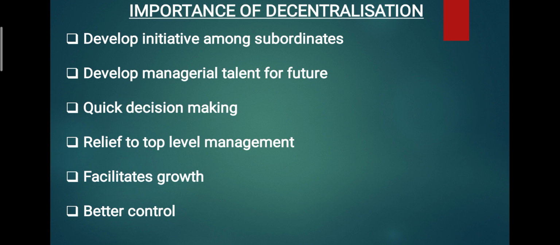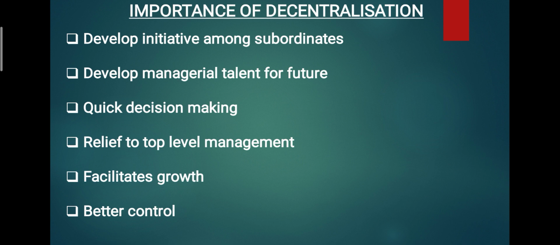First is develop initiative among subordinates. When we pass the authority at middle and the lower level of the organization, it shows the trust and confidence of the top level management in their subordinate. और इसकी वजह से बच्चे हम अपने subordinates में initiative develop करने की कोशिश करते हैं. They feel happy to give suggestions and all because they know the company is trusting us.